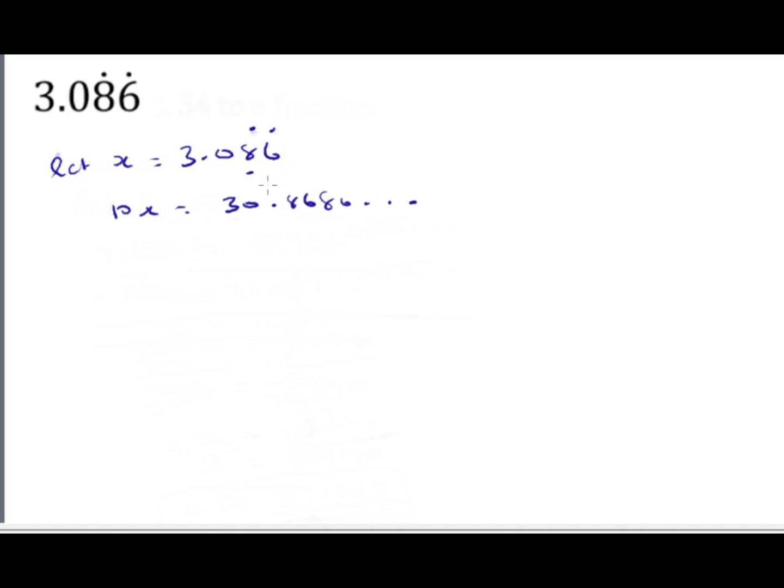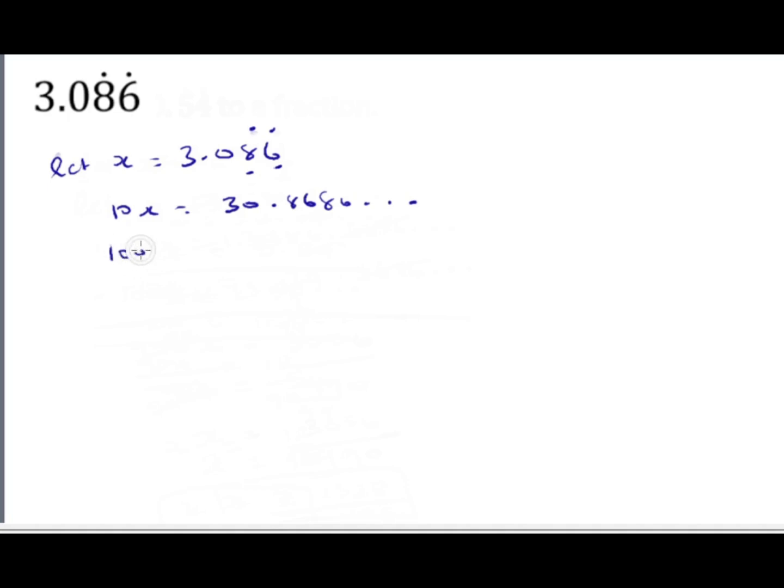Good. So now that we have the decimal point immediately in front of the 8, we now need the decimal point immediately after the last recurring digit. In this case, it is 6. Now to get the decimal point immediately after the 6, we need to multiply this same equation, that's the original equation, by 1,000. So let's go ahead and do that.